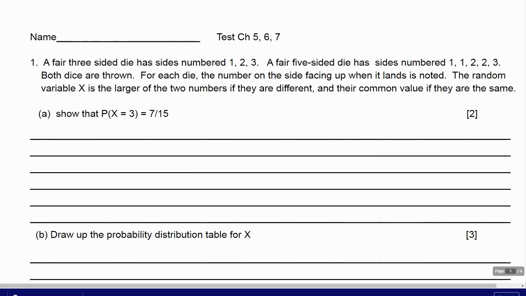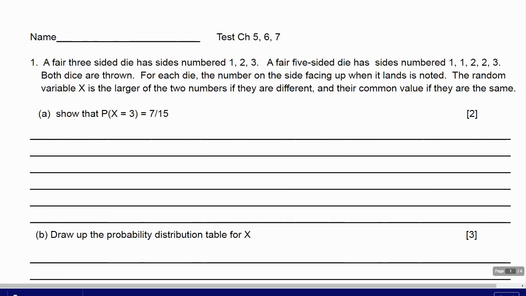It says a fair three-sided die has numbers 1, 2, and 3. Now this could be a die, it could be a spinner, it could be any number of things where the numbers all have an equal chance of happening, okay? And then there's a five-sided die, or again, it could be a five-sided spinner. It will all work the same way.